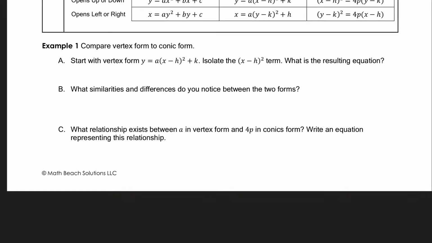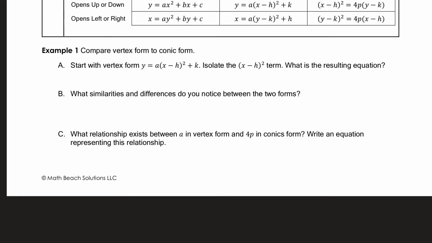So what we're going to do is compare the vertex form, y equals a(x minus h) squared plus k, to conic form. So we start with the vertex form, y equals a(x minus h) squared plus k. We're going to isolate the x minus h term. What is the resulting equation?